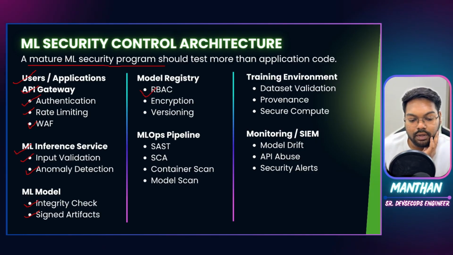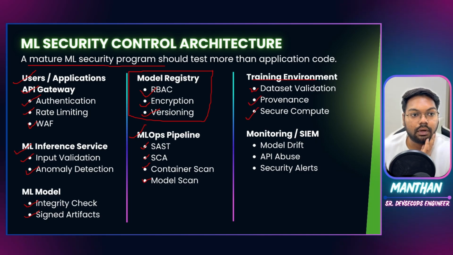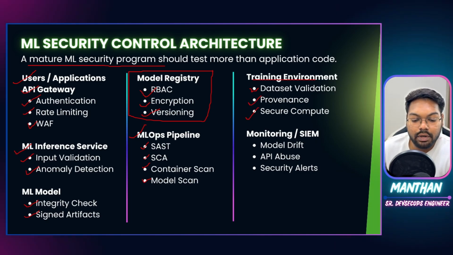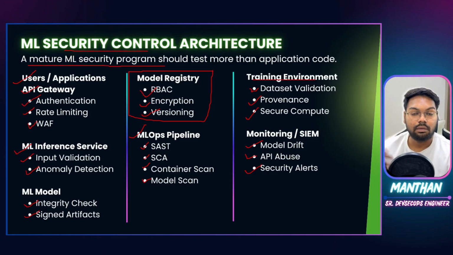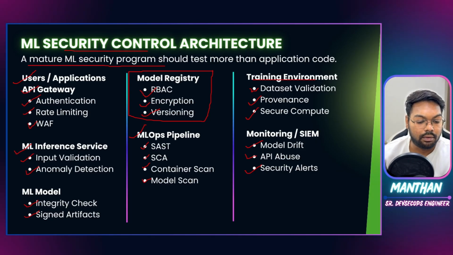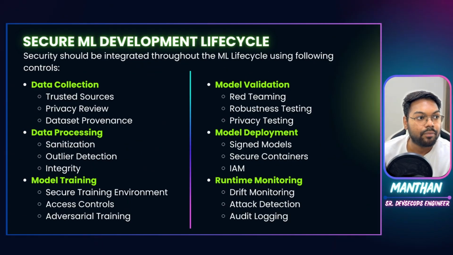The model registry should have RBAC, encryption, and versioning, so that no one can tamper with whatever is in the registry. MLOps should include SAST, SCA, container scanning, and model scanning tools. Then the training environment should have dataset validation controls, provenance controls, and secure compute mechanisms. For monitoring, you can use model drift detection systems, and API abuse and security alerting. So that is how you implement security architecture and controls around your entire lifecycle.